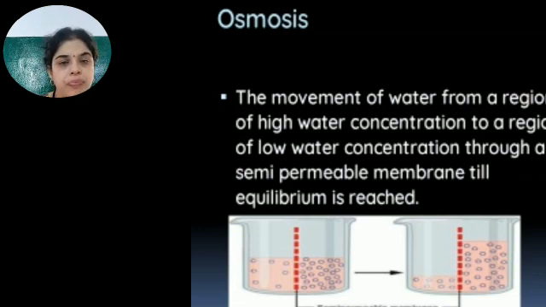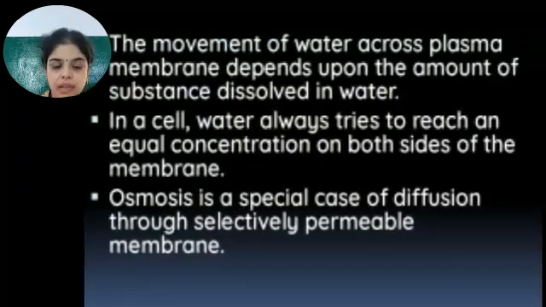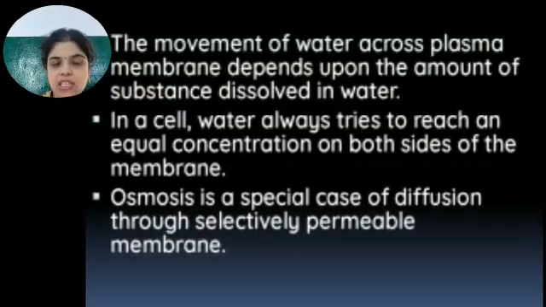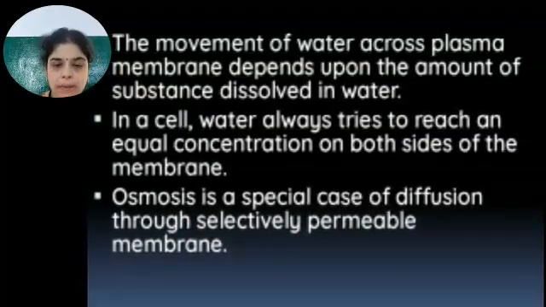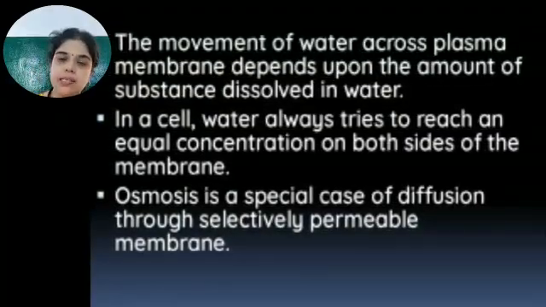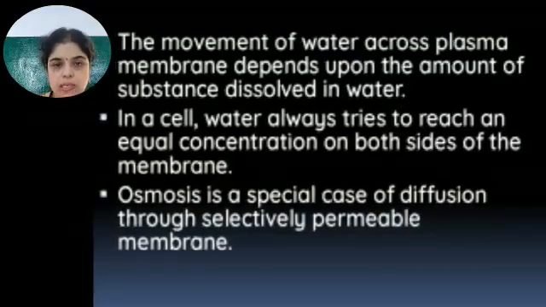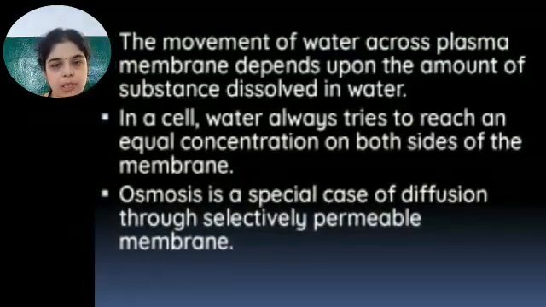So every time the water will move from the region where its concentration is higher to the lower concentration. This is osmosis. Okay, we can also say that osmosis is a special case of diffusion where it is essential that a selectively permeable membrane should be present. So because of this, when we talk about solutes and solutions, there are three types of solutions: hypotonic solutions, isotonic solutions, and hypertonic solutions.